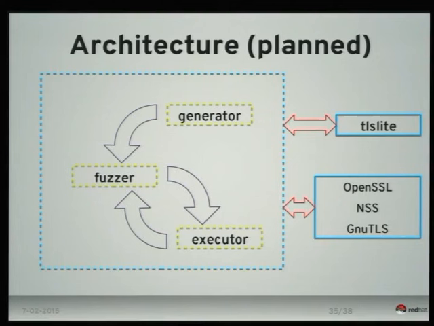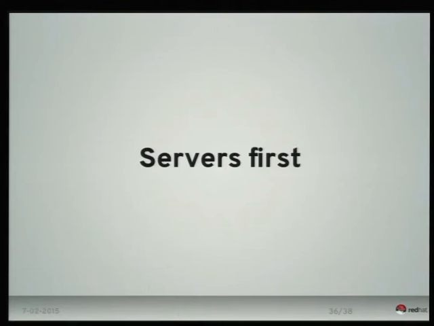The actual parser and marshaller for the TLS messages is a TLS library, which is a pure TLS implementation in pure Python. So the nice thing is that the only dependency of the fuzzer is the Python interpreter itself. It runs in Python 2.6 up to 3.4, the latest version. I think it's 3.4.1. For now, I'll be focusing on servers.